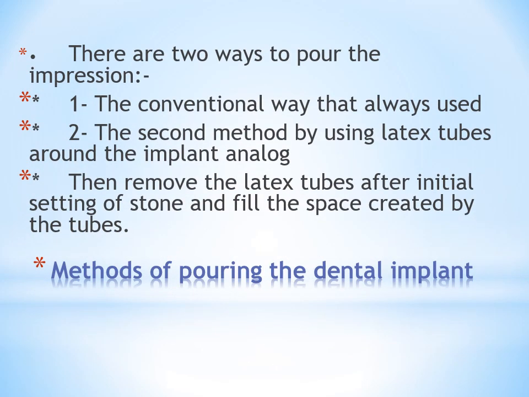Now, the methods of pouring the dental implant impression. There are two ways to pour the impression. The first way is the conventional way that is always used, like pouring any impression with gypsum product. The second method is by using a latex tube around the implant analog, and then removing the latex tube after initial setting of the stone, leaving the space created by the tubes.